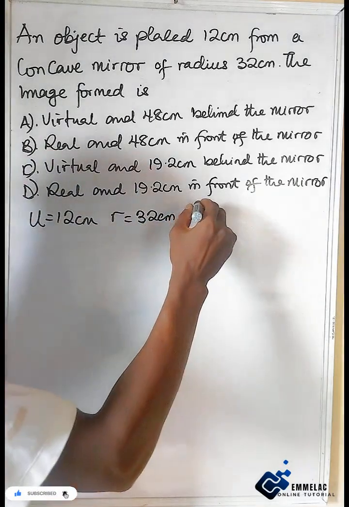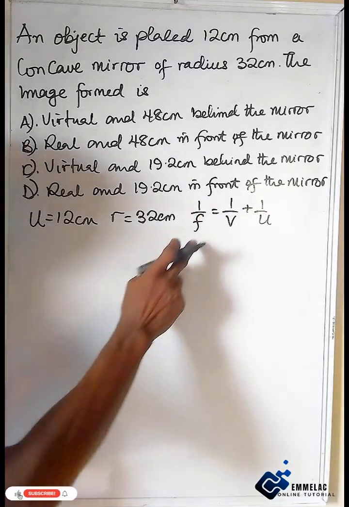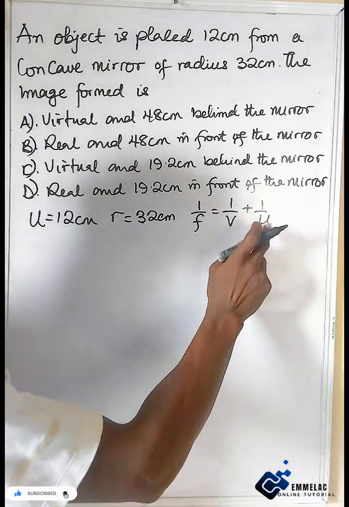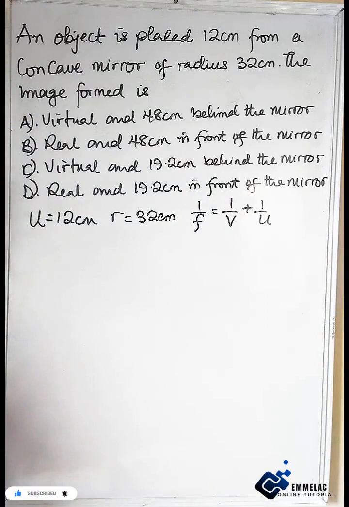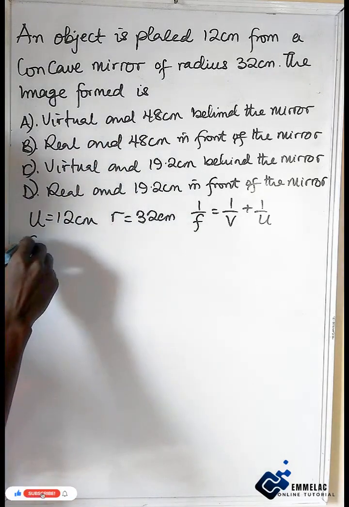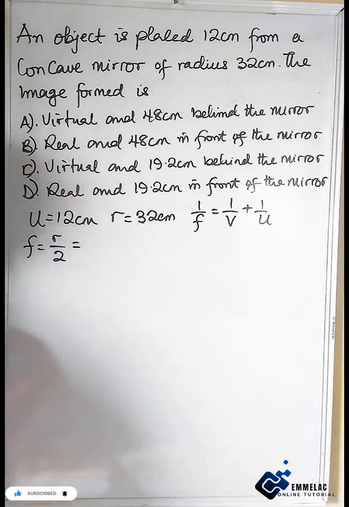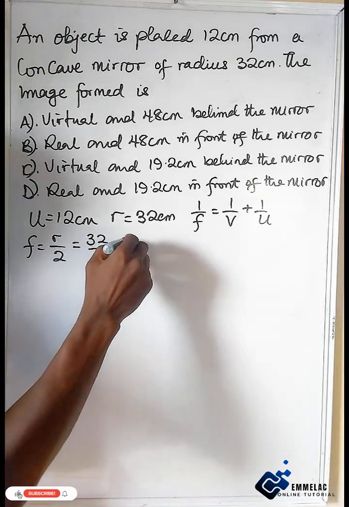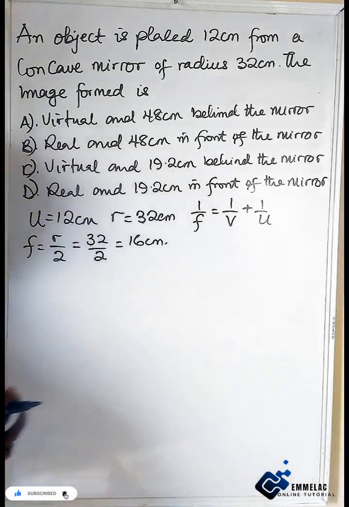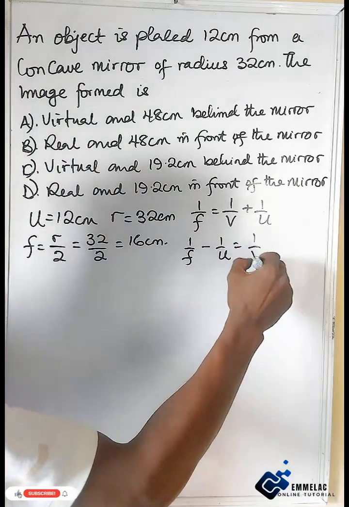Let us recall that the mirror formula is given as this equation, okay, where f is the focal length, v is the image distance, and u is the object distance, okay. Now, to this end, let us recall also that we're not given f, which is the focal length, but recall that f equals radius of curvature all over 2, which gives us 32 all over 2, which will give us what, 16 centimeters. Now, making 1 over v the subject of the formula here, we have that 1 over f minus 1 over u equals 1 over v.